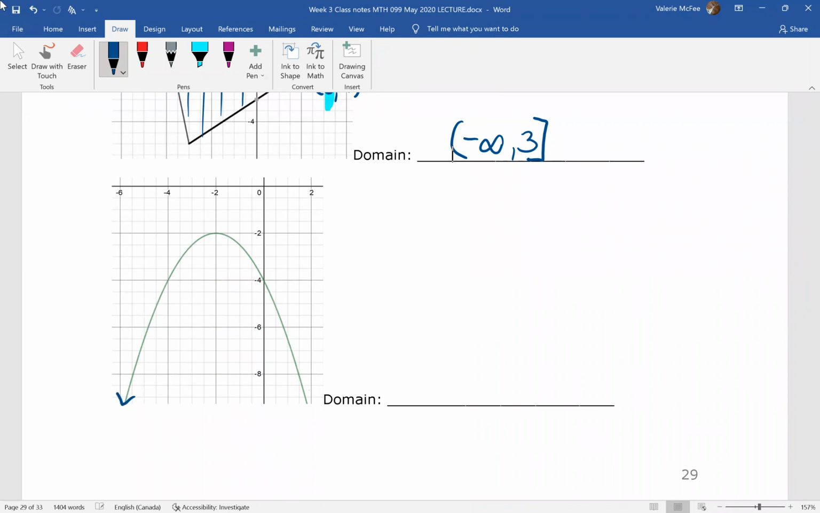Let's put arrows on here. So this graph is continuing down, but it's also continuing to the left infinitely and to the right infinitely. What do you think the domain is? It's continuing from negative infinity to positive infinity. All of the x values in between are part of the domain for this graph.